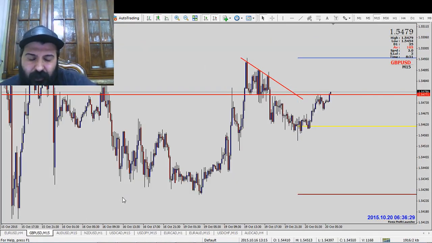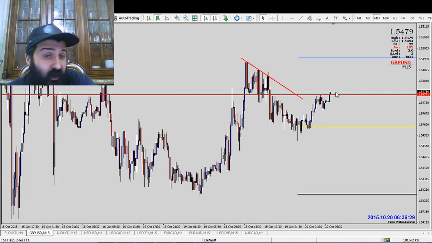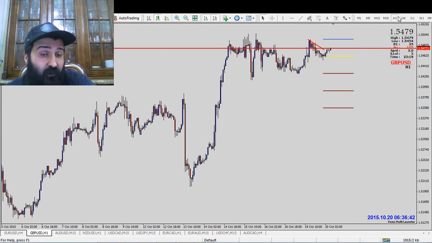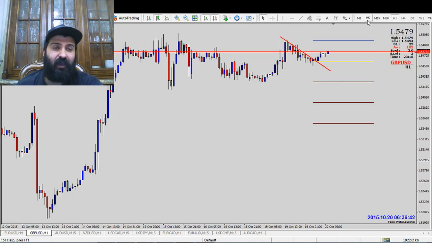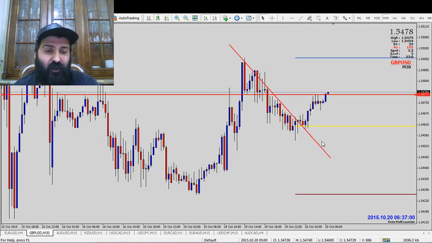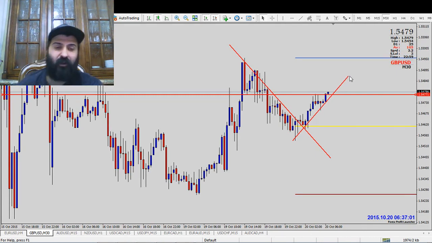Let's look at the GBP USD. It just broke. It's trying to break. Look at that. GBP USD right now is trying to break, and it broke this trend line. And there is another trend line right here. And look, it's breaking it right now as we speak.